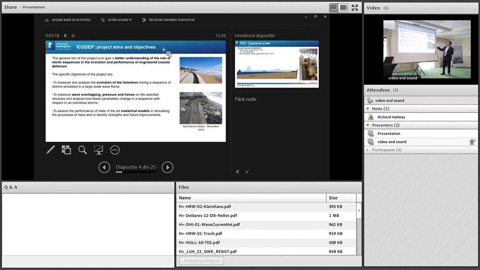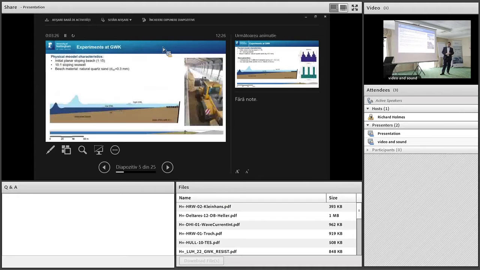So first, the aim of the project is to look at this interaction. We wanted to measure the evolution of the foreshore, to measure wave overtopping and forces on the structure itself. This is the performance part. And we wanted to look at existing numerical models, how they cope with these processes, and set the foundations for future improvement of these models, identify what is needed.